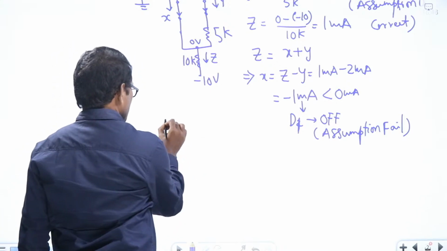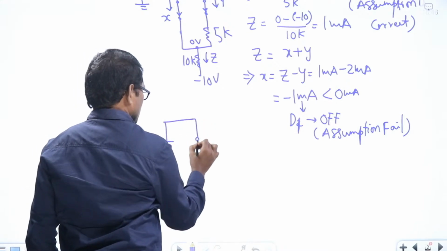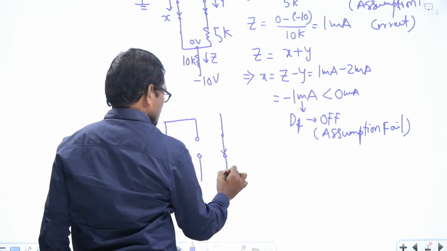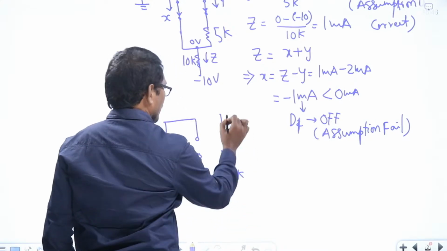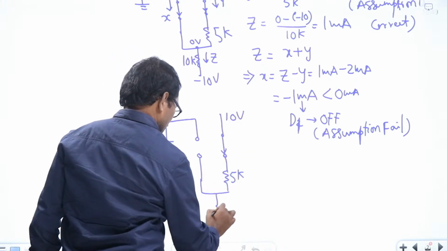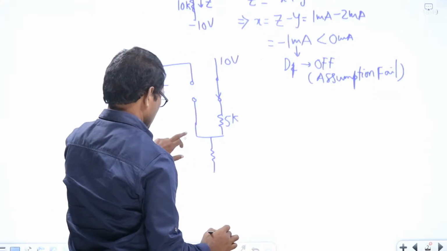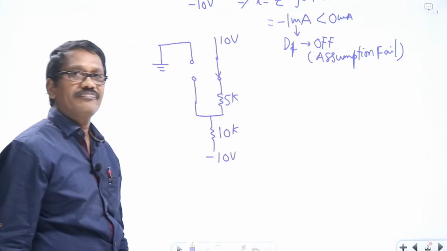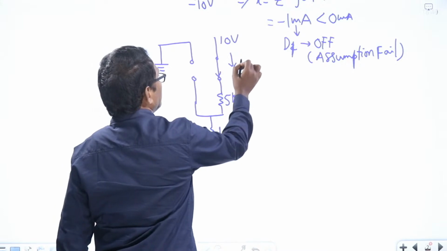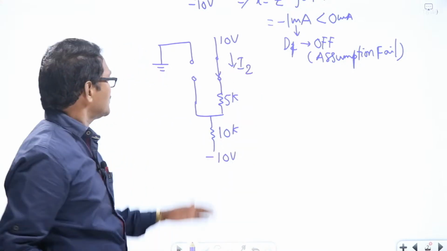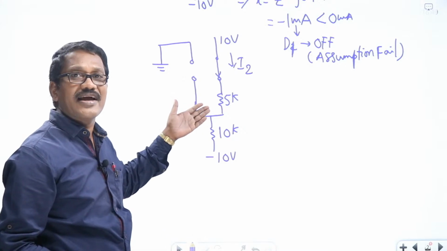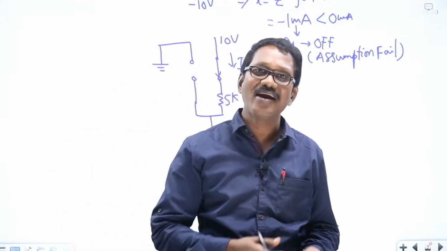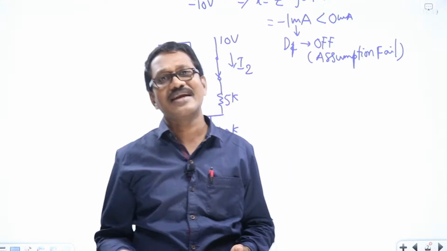Right? So redraw the circuit diagram like this. This is open circuit, and now D2 is replaced by short circuit, 5K. Here it is 10 volts, and this is 10K, minus 10 volts. From this, you can now calculate I2. That means this is open circuit. Open circuit offers infinite resistance. We know that. The charge carriers cannot cross the infinite resistance to constitute electric current.